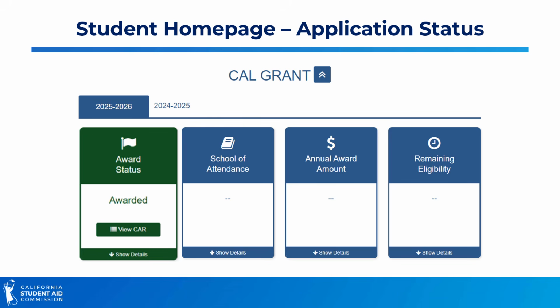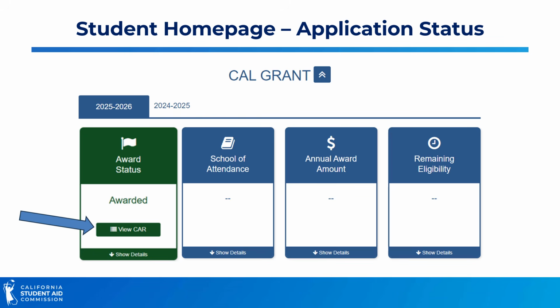WebGrants for Students will always indicate the current award status. Here we can see the award status is awarded. That means the student completed and successfully submitted a FAFSA or a California DREAM Act application. That application was processed and the student met the requirements to receive a Cal Grant.